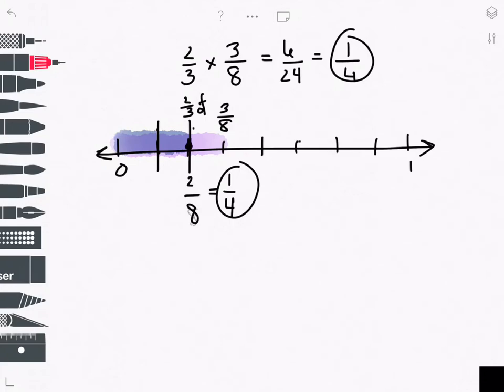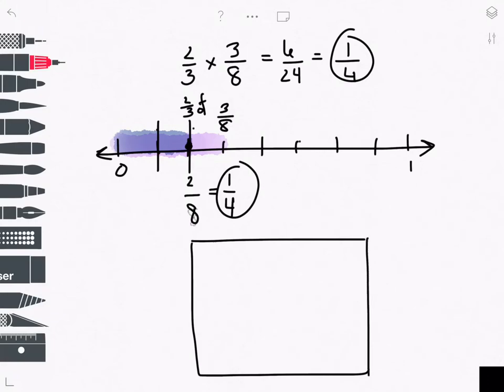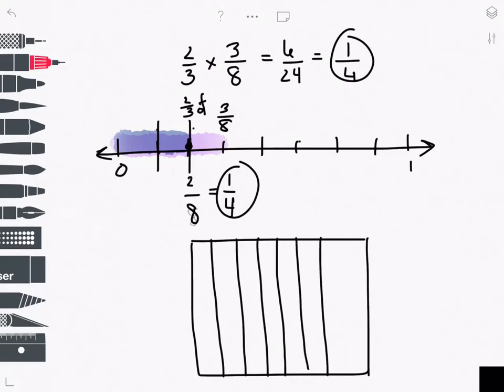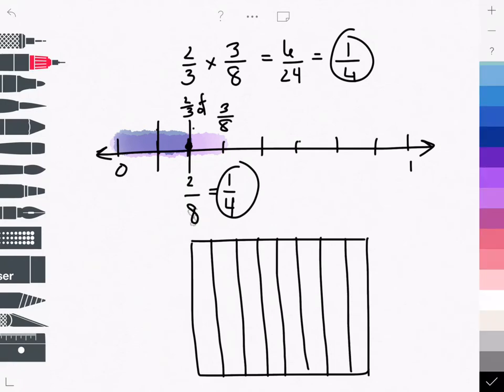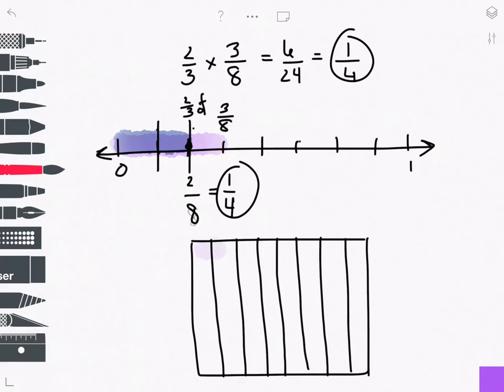I can also model this problem using an area model. Start with a rectangle. And again, I'm looking for 2/3 of 3/8. So I will divide this rectangle into eighths. And I'm working with 3/8, so I'm going to highlight 3 of the eighths I just made.